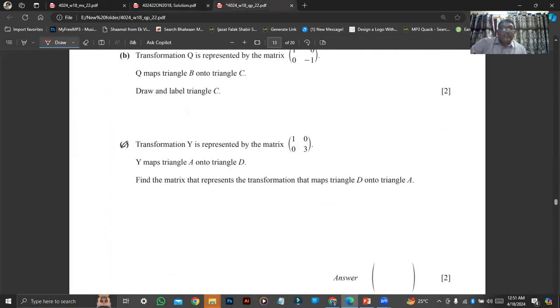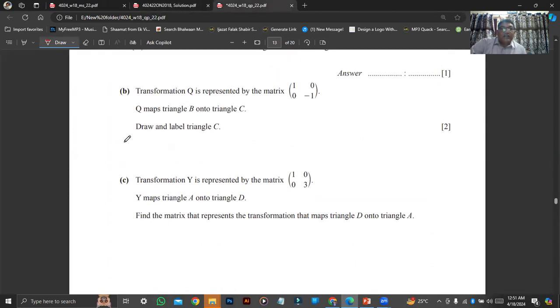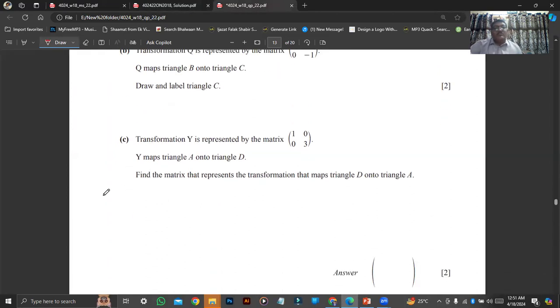Okay, then the next question. So we are done with the B part. Now we have the C part. He says, the transformation Y is represented with 1, 0, 0, 3. Y maps the triangle A onto triangle B. Find the matrix that represents the transformation that maps the triangle D onto triangle A. So the transformation matrix, which is used for the transformation of A onto B, is this one.